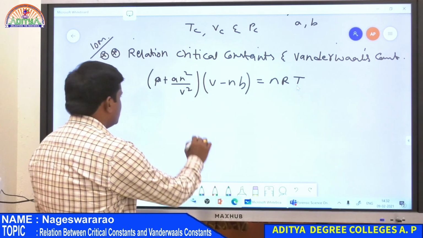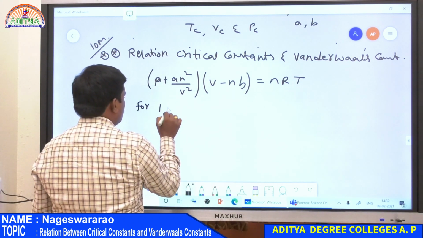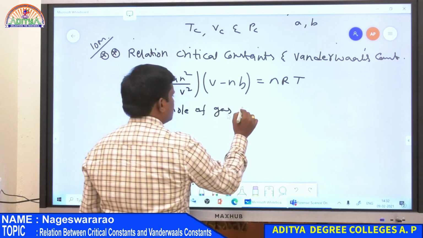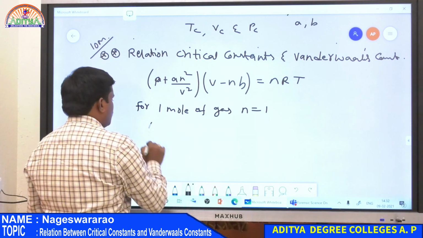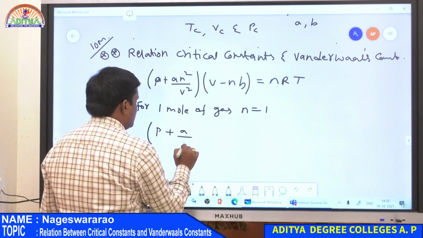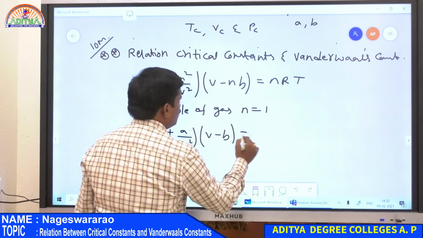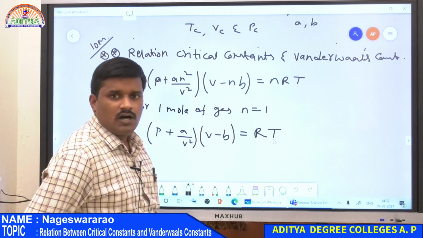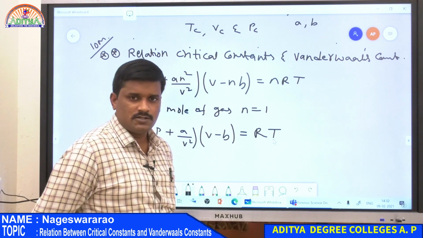If suppose there is only 1 mole of gas, then n is equal to 1. Therefore the van der Waals equation becomes (P + a by V square) into (V minus b) is equal to RT. So this is the real gas equation, or van der Waals equation, for 1 mole of gas molecules.